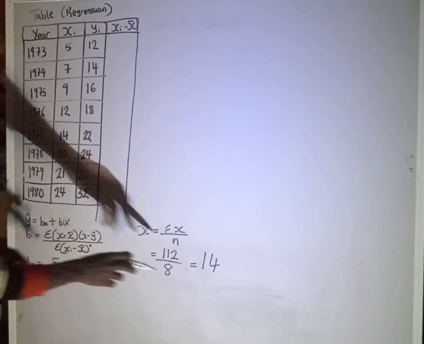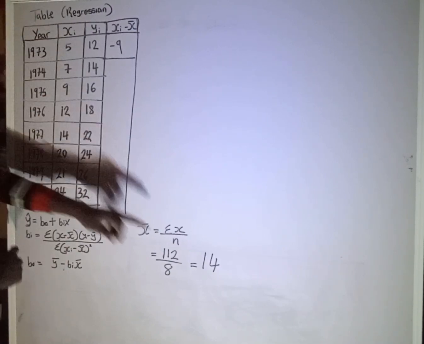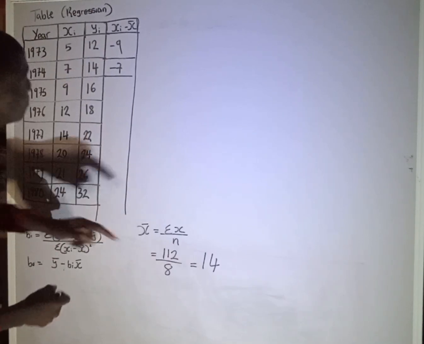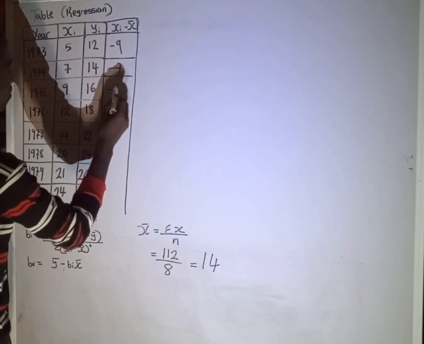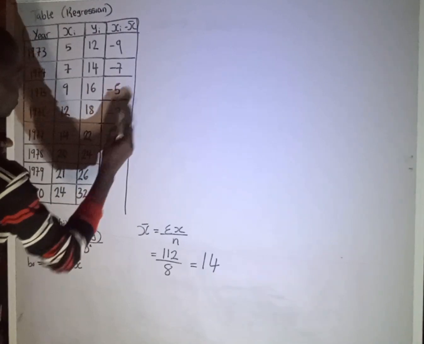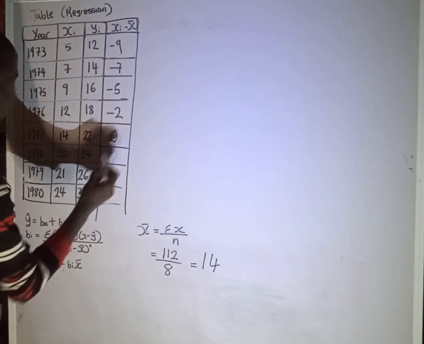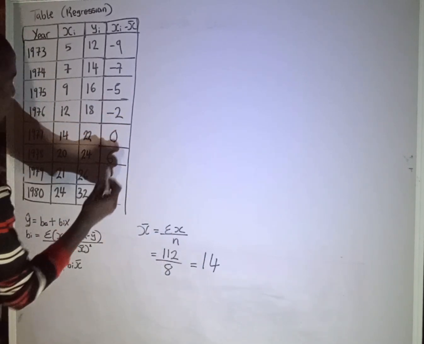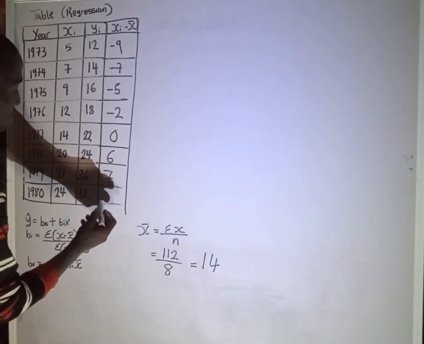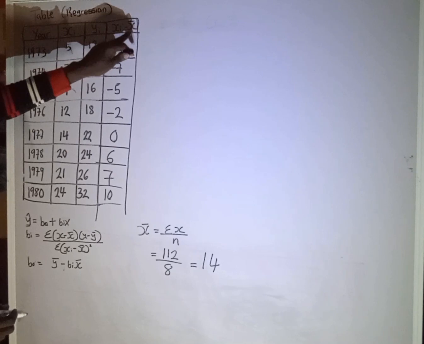Now let's proceed. 5 minus 14 will give me minus 9. 7 minus 14 will give me minus 7. 9 minus 14 will give me minus 5. 12 minus 14, I'm going to be getting minus 2. Now 14 minus 14 will give me 0. 20 minus 14 is 6. 21 minus 14 is 7. 24 minus 14 will give me 10. So I have gotten the value of x minus the mean of x, which I got here.